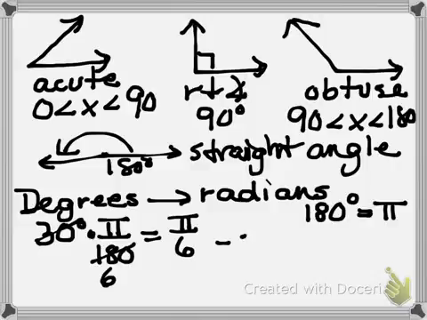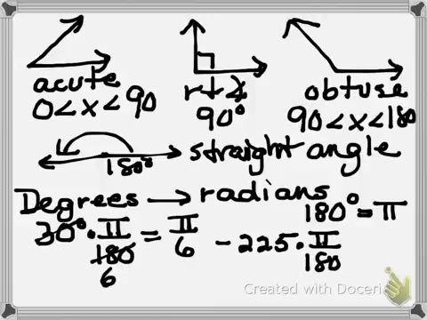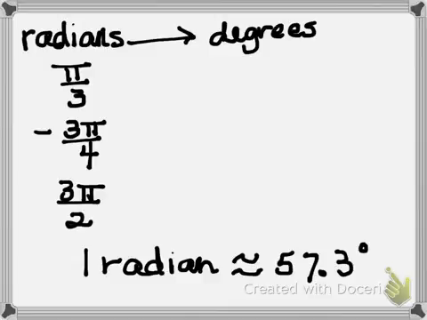Let's take negative 225. You're going to multiply by pi over 180. You can divide 45 into each of those, 225 and 180, and you're getting negative 5 pi over 4. 1 radian is approximately 57.3 degrees. We're not going to use that conversion, though. We're not going to be working with that, but just so that you know what 1 radian is.